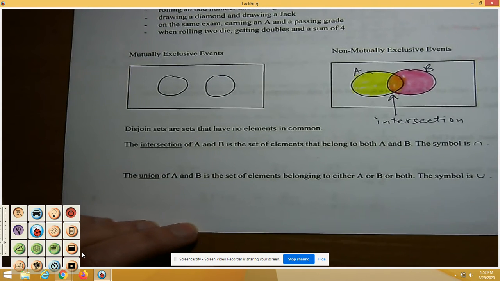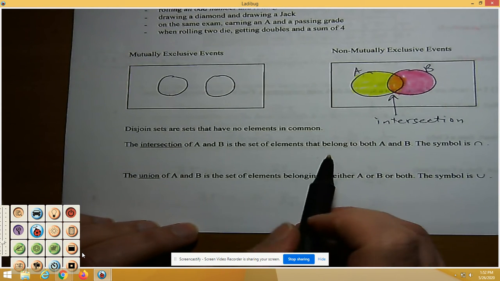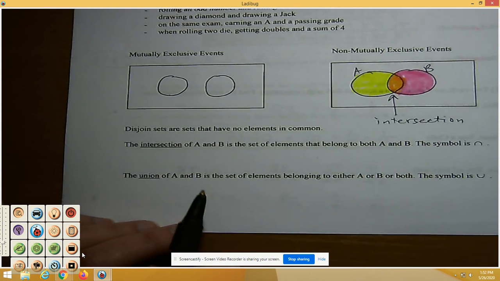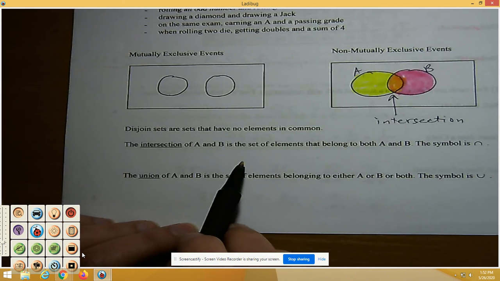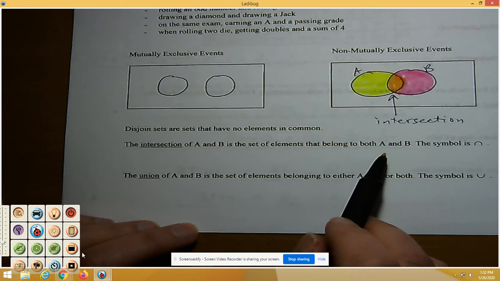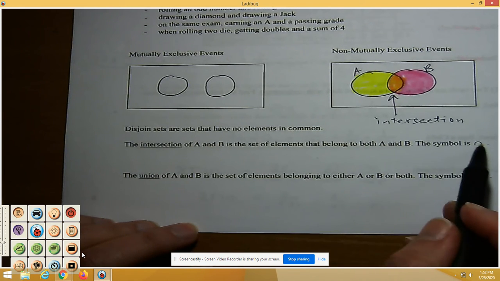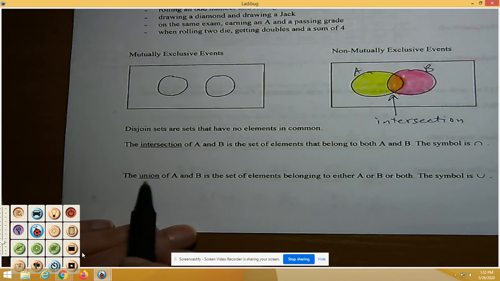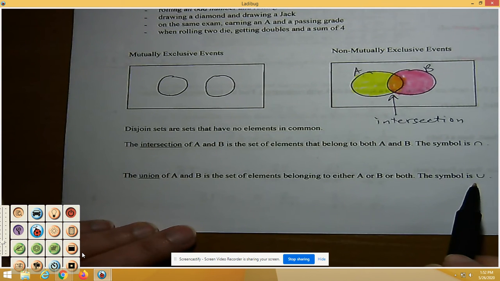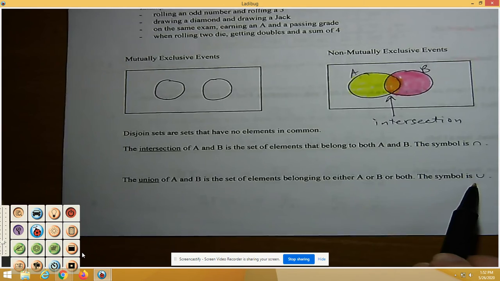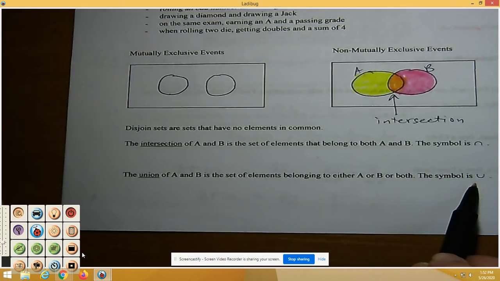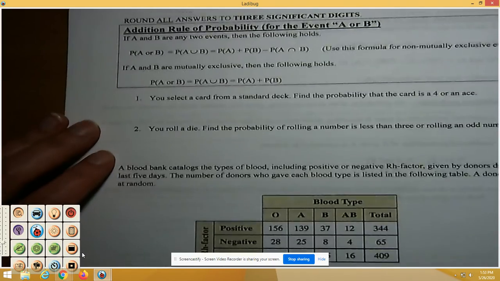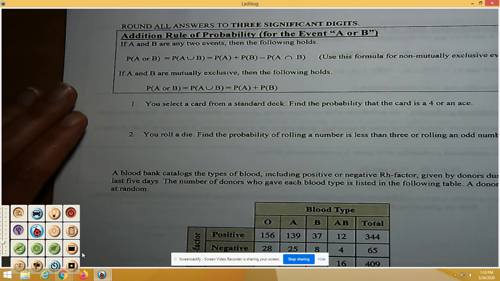Disjoint sets are sets that have no elements in common, so that's just another vocab word, disjoint. The intersection of A and B is a set of elements that belong to both A and B, and the symbol is the intersection symbol, and then this is the union symbol. Okay, so the union of A and B is a set of elements belonging to either A or B or both. All right, so today we're going to look at the addition rule for probability.